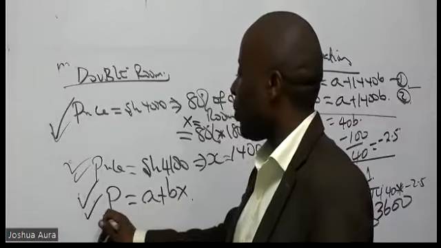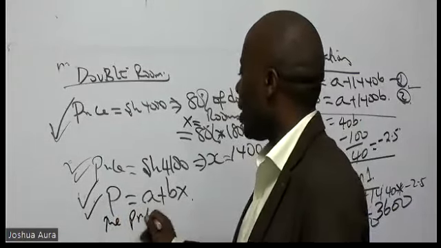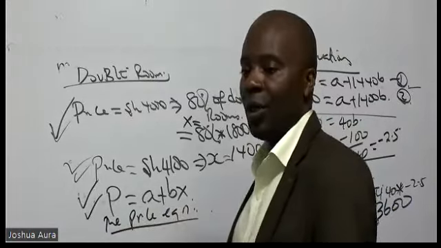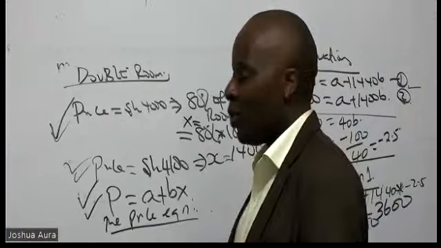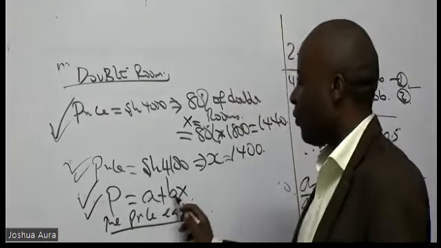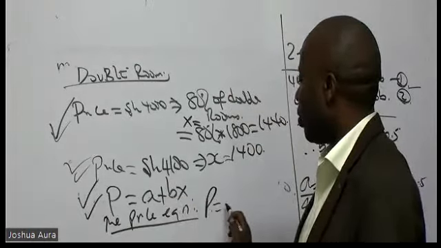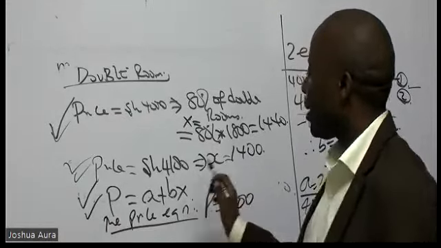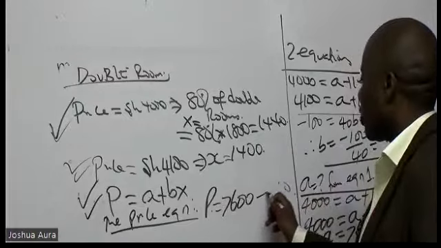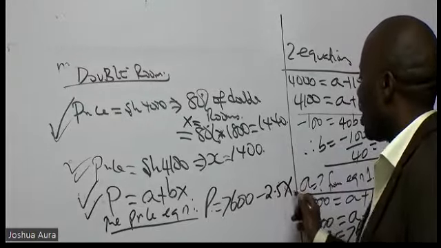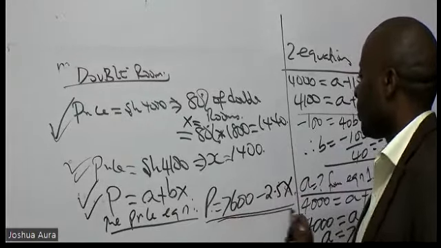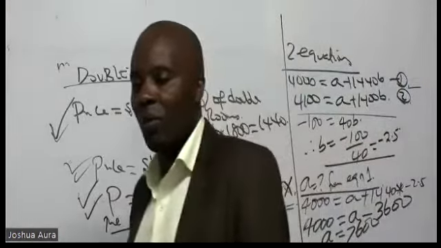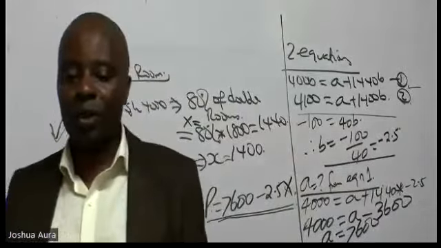The price equation. We already have A and we have B. So price equals A, which you have given me as 7,600, plus B, and B itself is negative, so negative 2.5 X, like that. That is the price function.